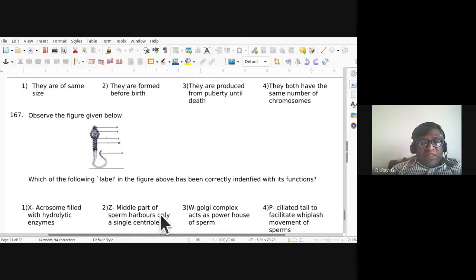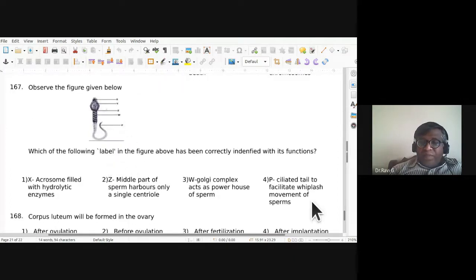Middle part of sperm harbors only a single centriole. It will be having two centrioles. W, Golgi complex acts as a powerhouse of sperm. P, it is the ciliated tail to facilitate the whiplash movement of sperms. All these are wrong. X, acrosome filled with hydrolytic enzymes, is the correctly identified with its function.